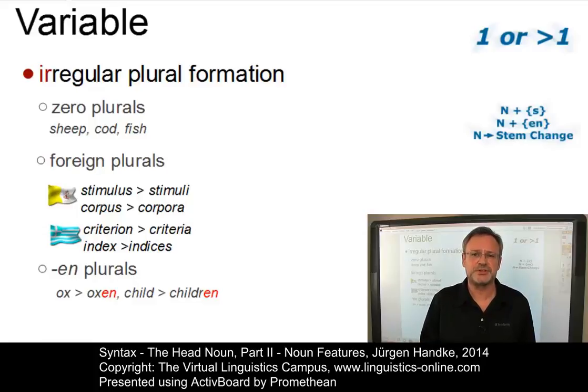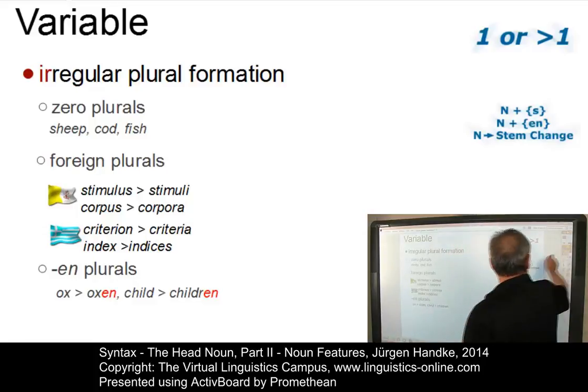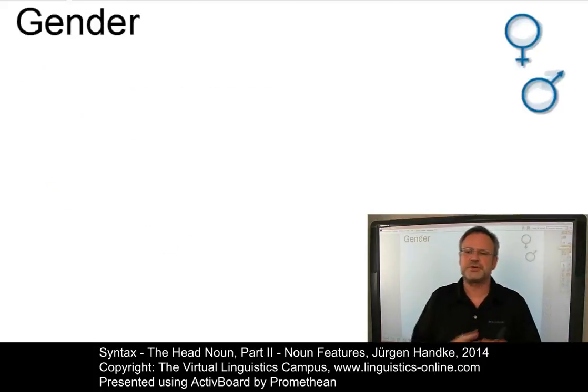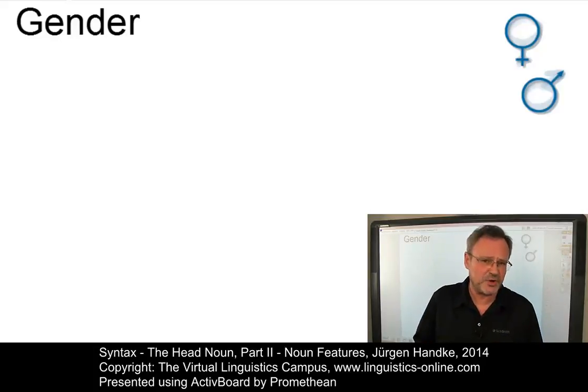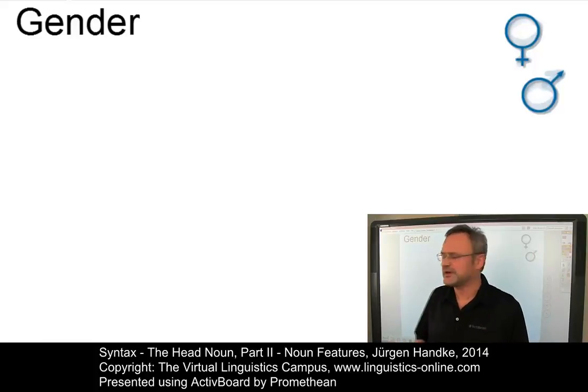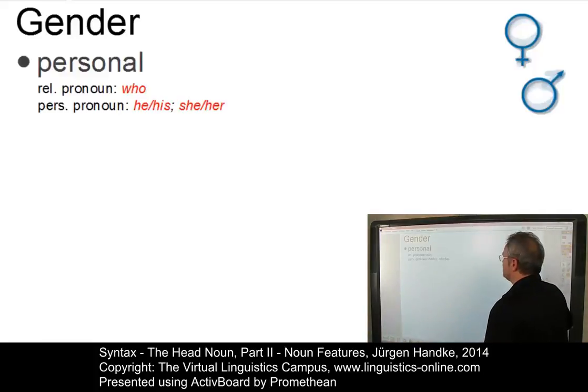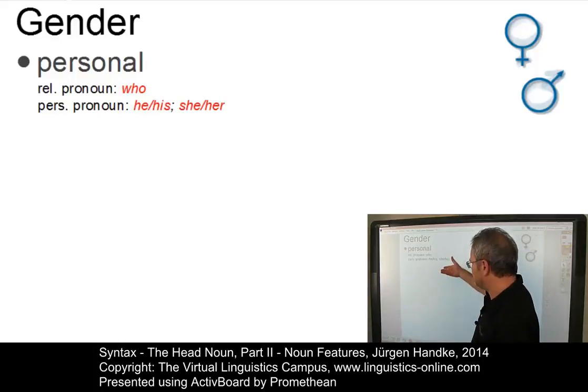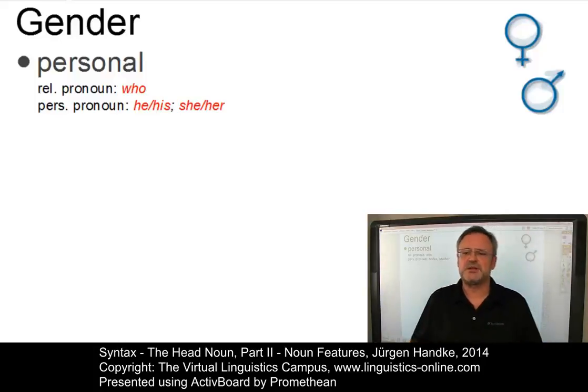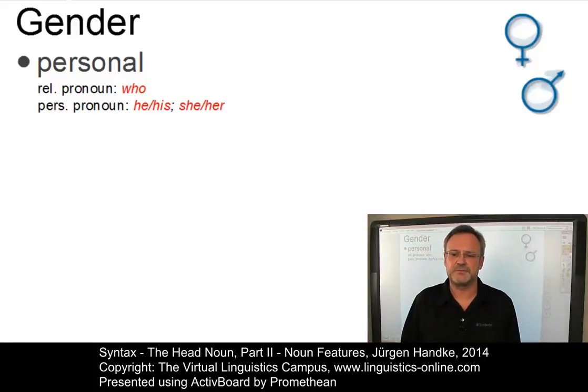Let us now turn our attention to gender. In present-day English, gender is a grammatical classification of nouns, pronouns, or other words in the noun phrase according to a distinction related to the sex of the referent. The relative and the personal pronouns enable us to differentiate two broad gender classes. One is referred to as personal gender. The relative pronoun which can be used in this context is who. The personal pronouns he, his, she, her. And this personal gender largely applies to animate nouns.